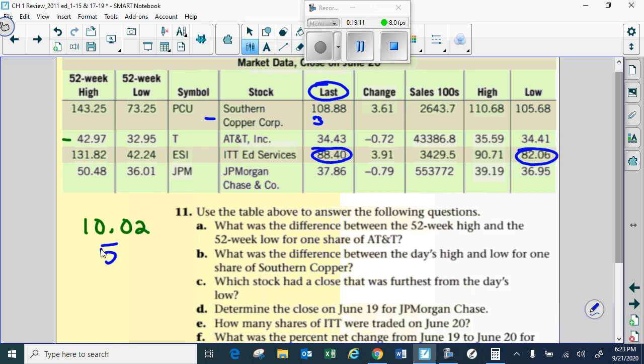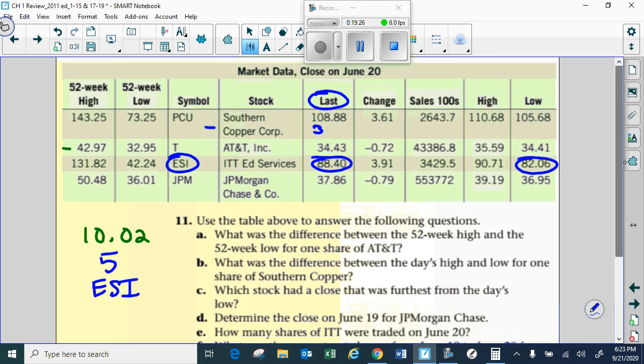So it says which stock? ITT, or you can say symbol. You can just use the symbol ESI, or say ITT Ed Services. Determine the close on June 19th. So first off, we have to see what day this is. This is June 20th. So we're going to have to use the change and do the opposite operation of the change here, okay, to get June 19th's close.